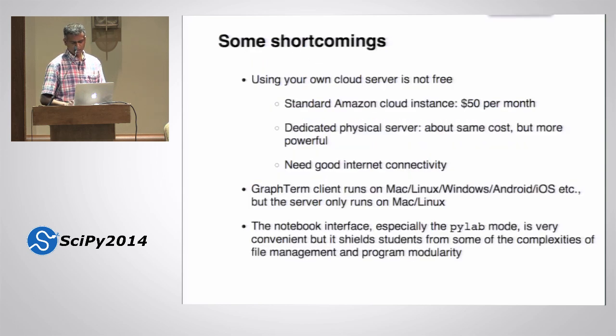Some of the shortcomings. If you don't have a dedicated server, you need a cloud instance. It costs about $50 a month. It might be worth it, depending on the situation. You need good internet connectivity in your classroom to do this. The GraphTerm client runs on a browser, so it's not operating system dependent, but the server requires a terminal, so it'll only run on a Mac or Linux.